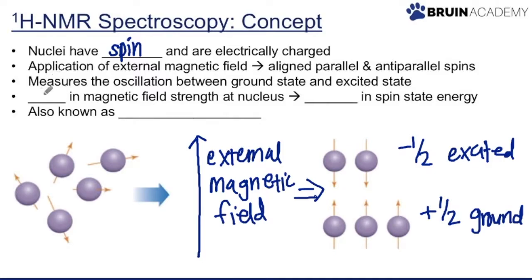Something to keep in mind is if you increase the magnetic field strength at the nucleus, so if you were to increase the strength of this magnetic field here, this leads to an increase in the energy of the spin states. Another name in general for H-NMR is Proton NMR, which you might see referred to.